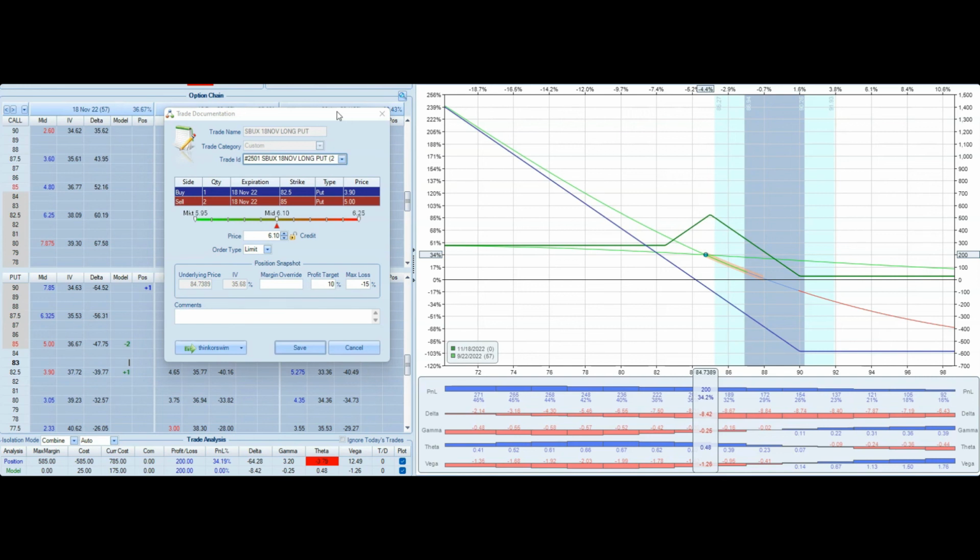And as always, if you take care of the risk, the profits will take care of themselves.